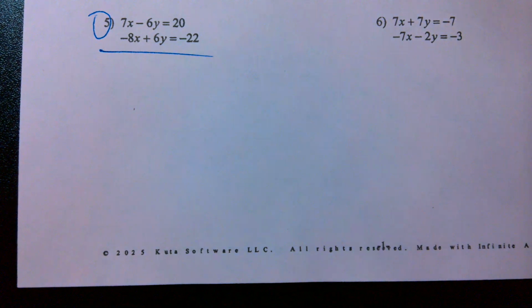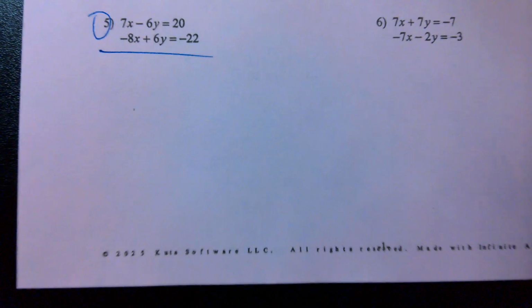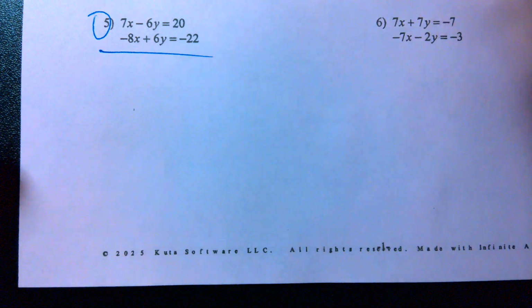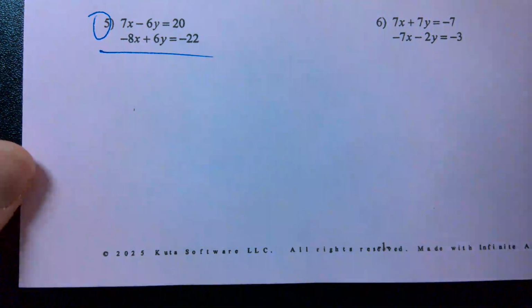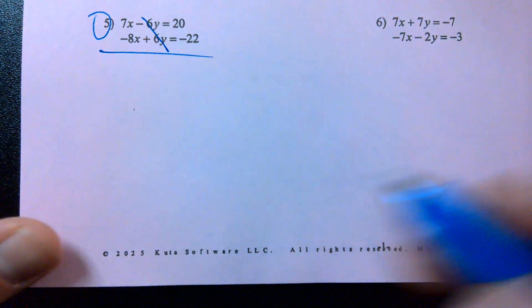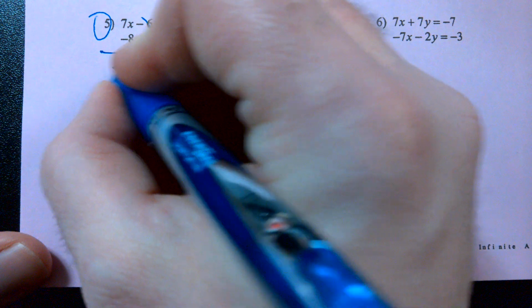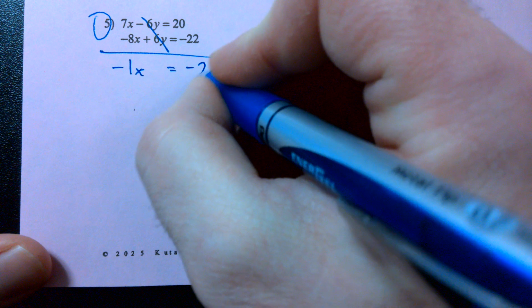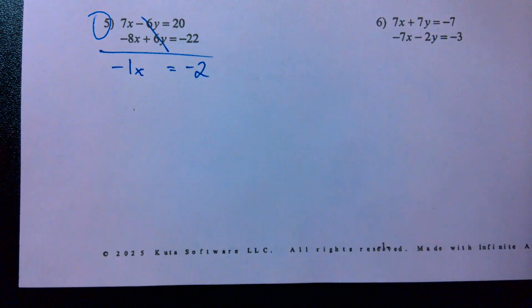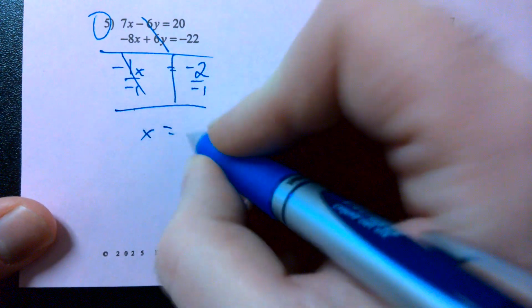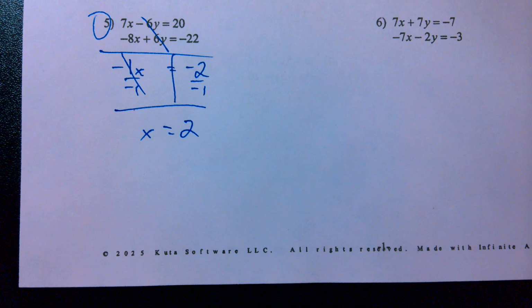All right, number 5. What are my inverses? Are my x's inverses or my y's inverses? My y's. But one of my x's is positive and one's negative. Why aren't those inverses? Because they're not the same number. So what can I do with my minus 6y plus 6y? Cross it out. What's 7x minus 8x? Negative 1x. And what's 20 minus 22? Negative 2. Okay, how can I get x all by itself now? Divide by negative 1, leaving me with positive 2. Negative over a negative is just a positive.